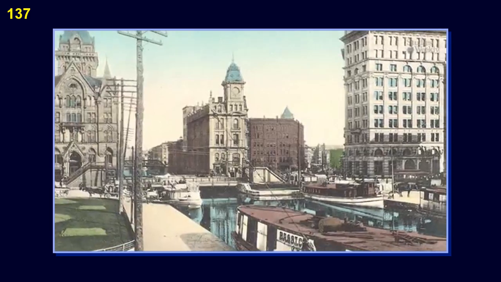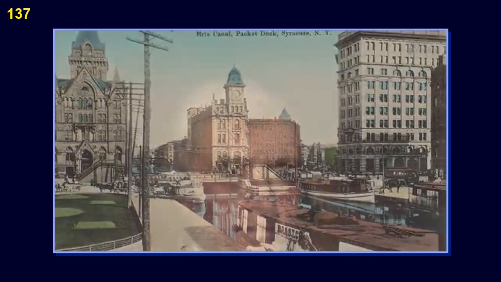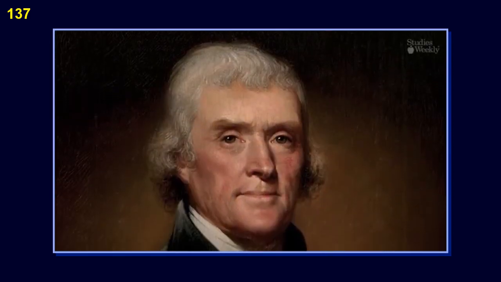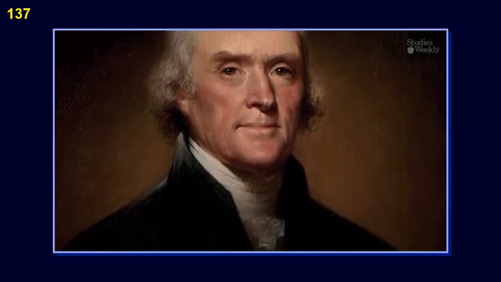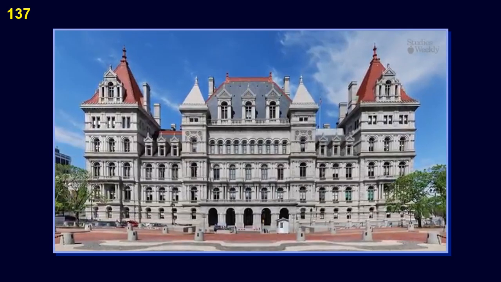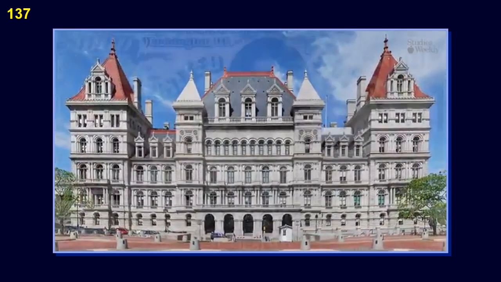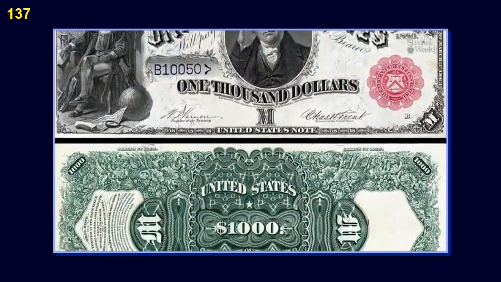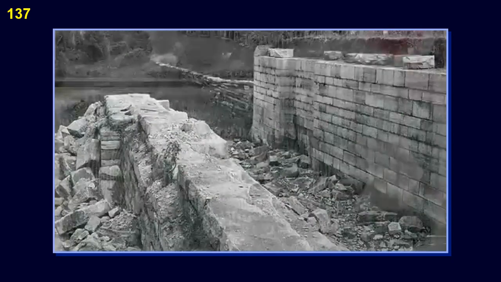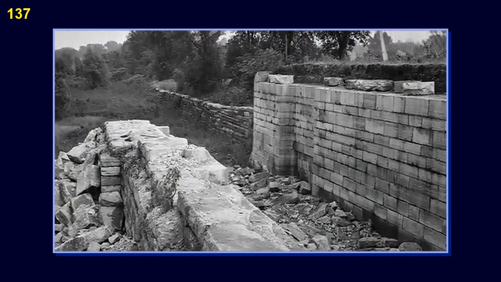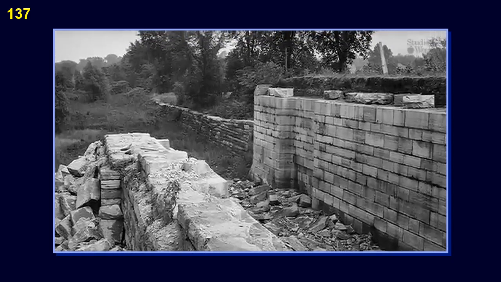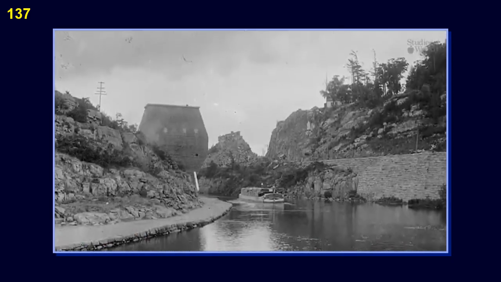Not everyone agreed with him, though, including President Thomas Jefferson, who thought the idea was crazy and refused to offer federal funding for the project. Luckily, Clinton was able to convince the state legislature to give $7 million for the construction. Work began on the canal in 1817, and one of the first problems was getting a stable workforce. Hiring locals was a failure.